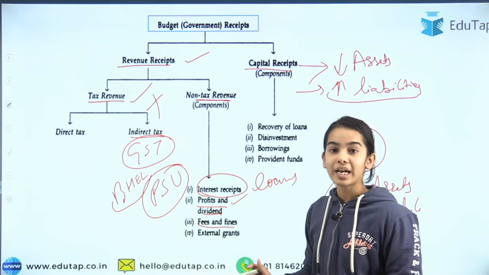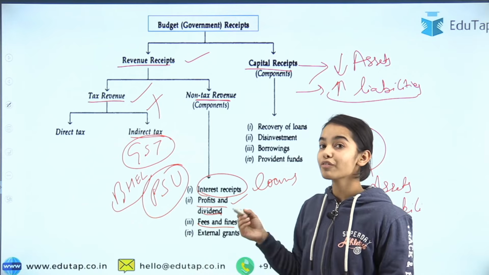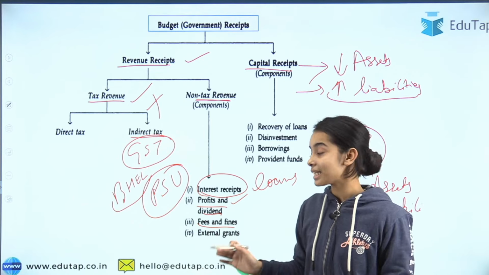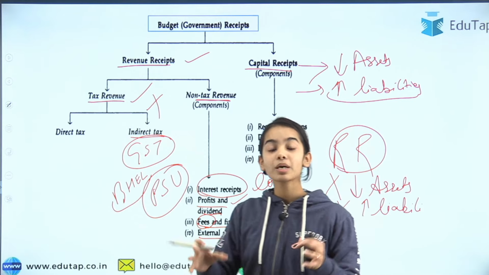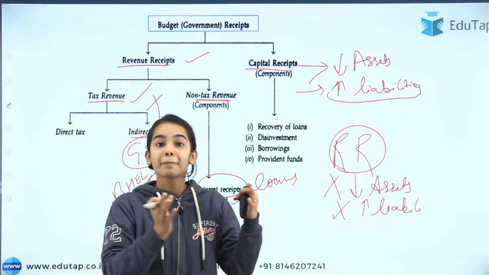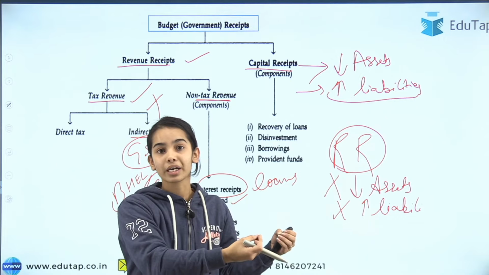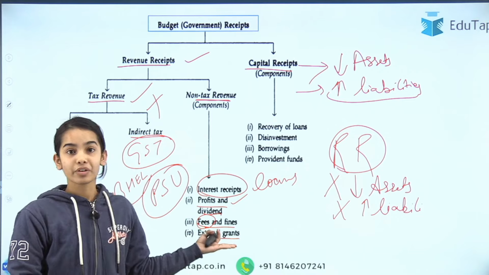From the fees and fines, we are breaking the traffic rules and we are giving the fines. Maybe we are filling the forms of the RBI Grade B and that's why we are giving the fees for that. External grants, maybe some external organization is giving money to the government of our country as a gift, as a donation. That is the external grant that we are getting.